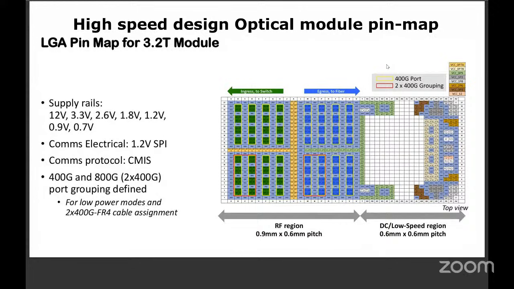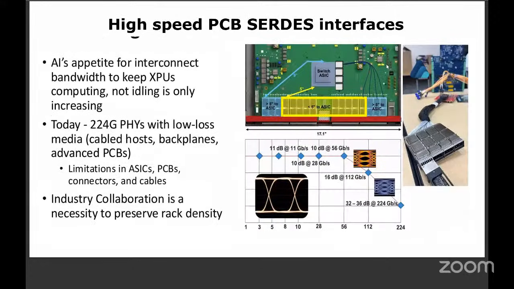Again, there is an electrical protocol, there is the optical protocol, then the 400G and 800G modules. And again, it aligns with the cable. There is an RF region, with 0.9 mm by 0.6 mm ball pitch, LGA in this case, land grid array. And again, we have a low speed region with a 0.6 by 0.6 pitch. This exactly fits into what we called in our earlier episodes a high density interconnect.